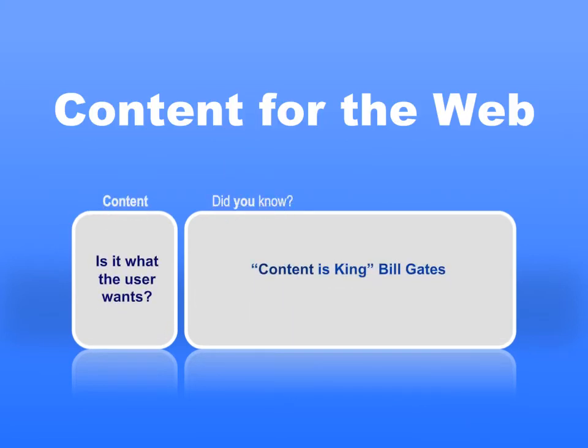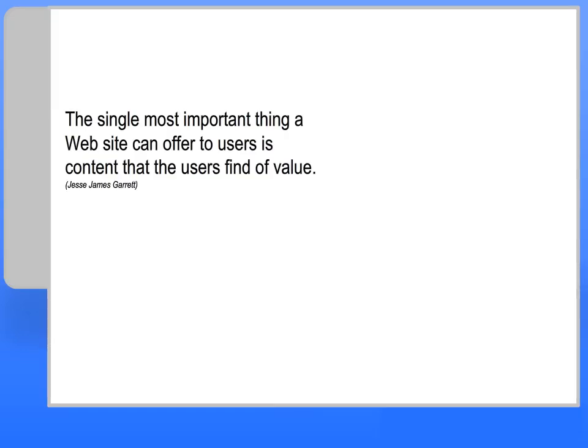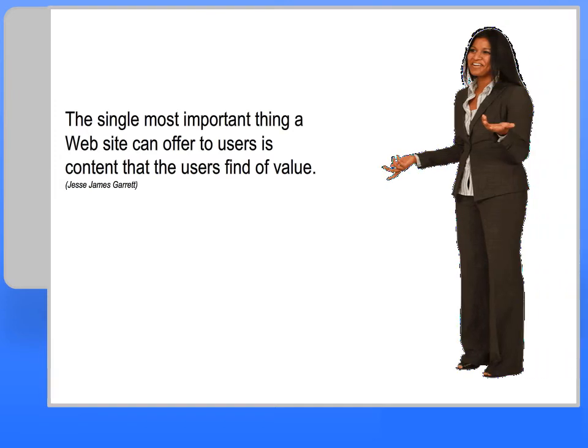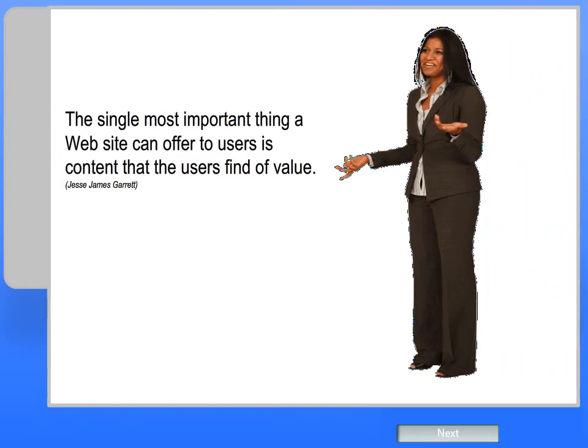When writing for the web, you need to consider content. Is it what the user wants? Did you know that Bill Gates says that content is king? And what that means is it is one of the major components you should consider when writing for the web. The single most important thing a website can offer to users is content that the users find of value.